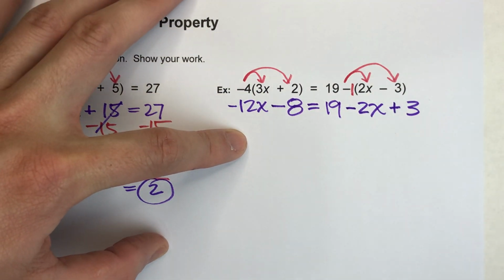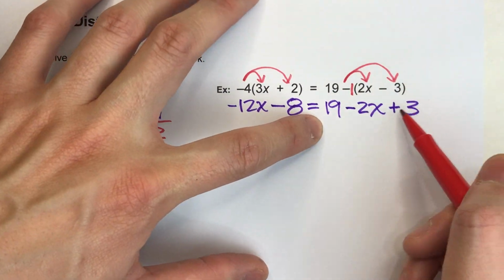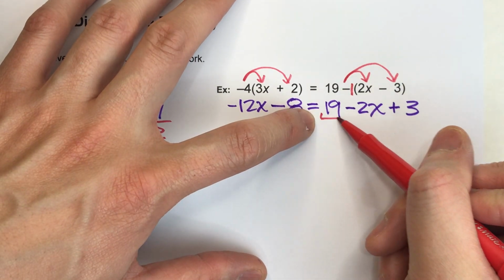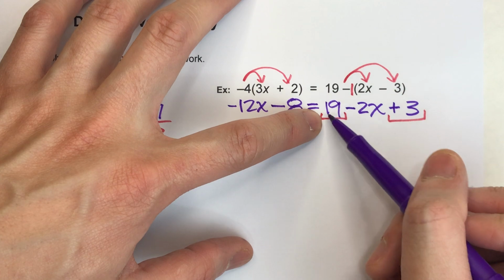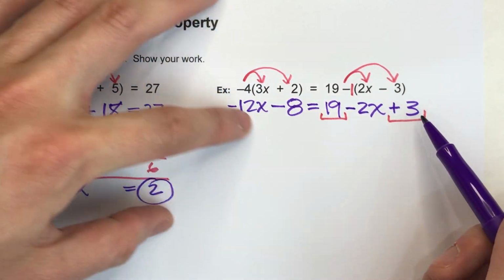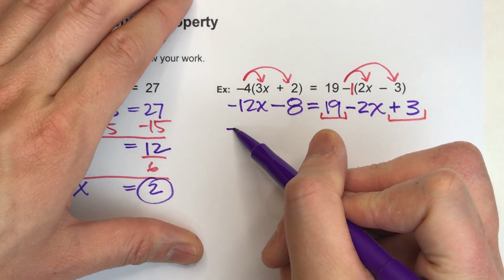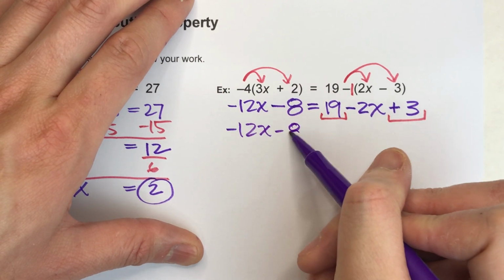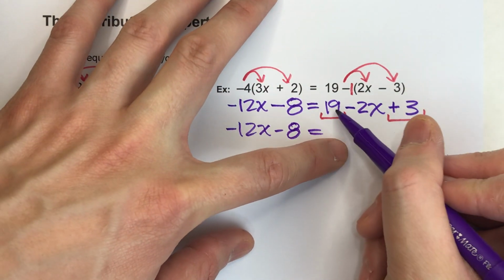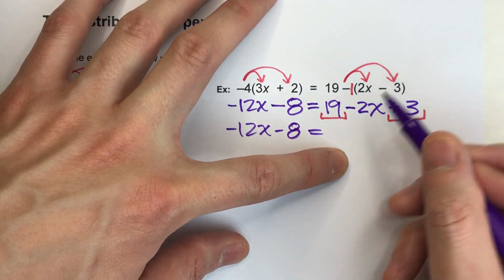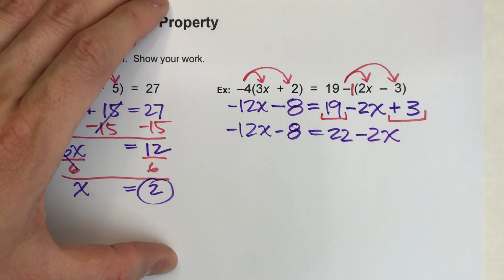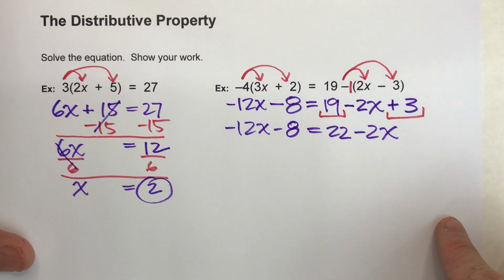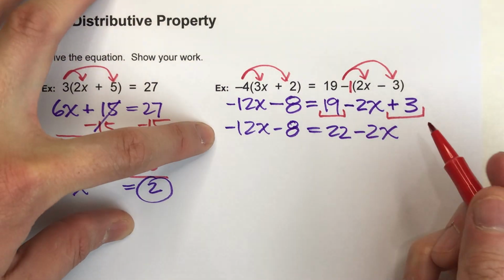All right, so now let's simplify the right side, because if you notice, we've got some like terms that we can combine together here. We've got a regular 19 and a regular positive 3. So let's see, I'll drop this side down. And 19 plus 3 is 22. So this is really 22 minus 2x. So I've just simplified the right-hand side. Okay, but now we can start solving it.